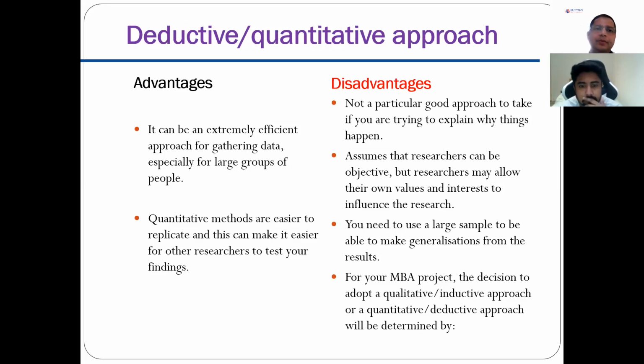But at the same time, quantitative also has some disadvantages. It is not a particularly good approach if you are trying to explain things that happen. I mean, if you want to observe changes in attitude, behavior and so on, quantitative is not a good way. It assumes the researcher can be objective, but researchers may also allow their own values and interests to influence the research. So the researcher has some influence. You also need to use a large sample to be able to generalize from the results.